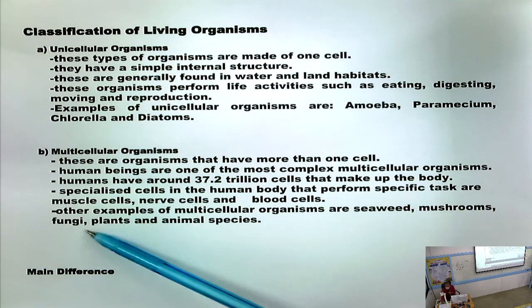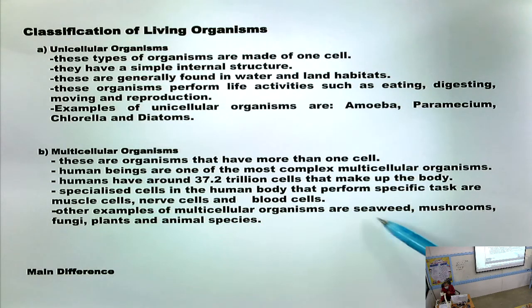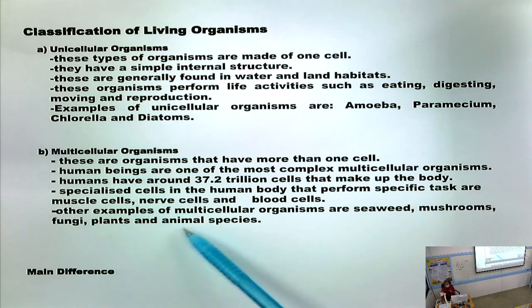Right. We have other examples of multicellular organisms such as seaweed, the weeds that we see in water, in the rivers, mushroom that we eat, fungi, plants, and other animal species are all multicellular. We take, for example, dogs, cattle, pigs are all multicellular. The trees outside are multicellular. Do we get that? Okay.